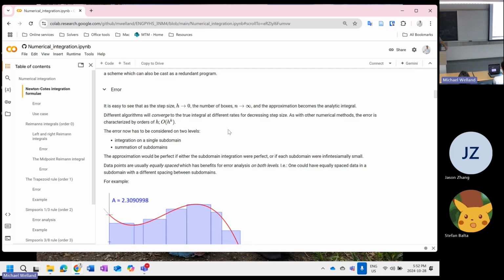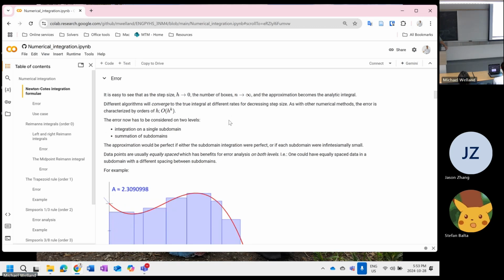Different algorithms will converge to the true integral at different rates, depending on the step size h. Surprise, surprise. We're back to that concept. When we have that fact, we characterize our methods in terms of the order of the step size this time. We can use certain properties of the Taylor expansion to eliminate higher order errors, and that's how we get these higher order integration methods.